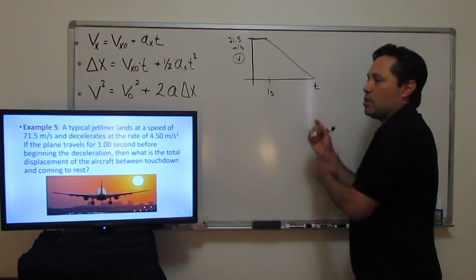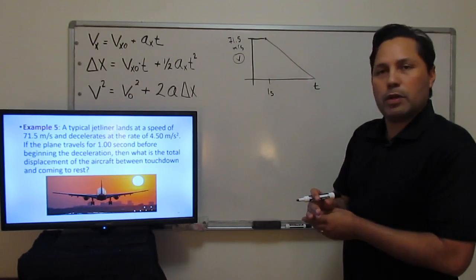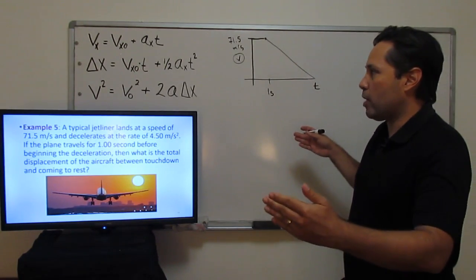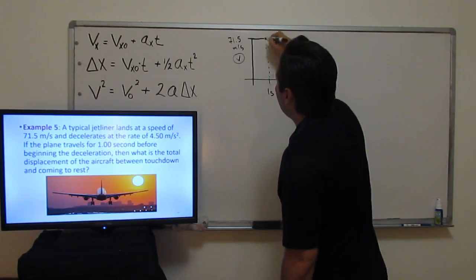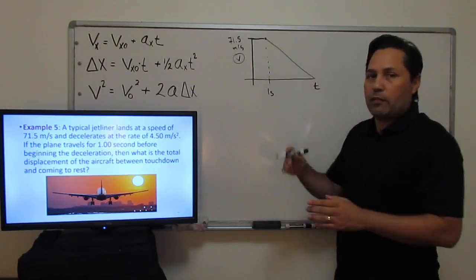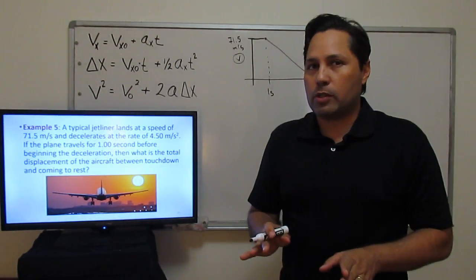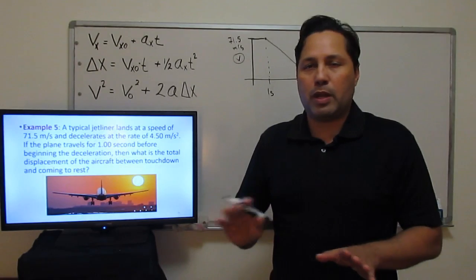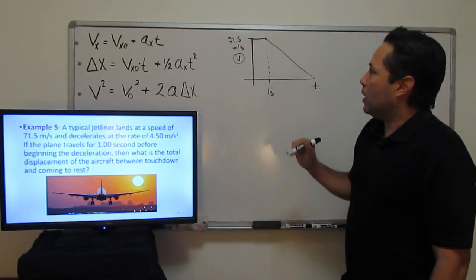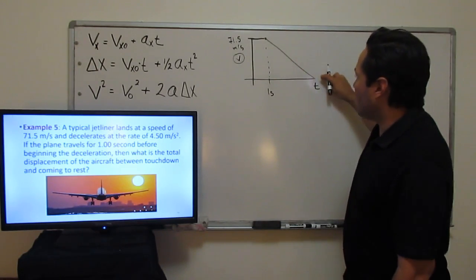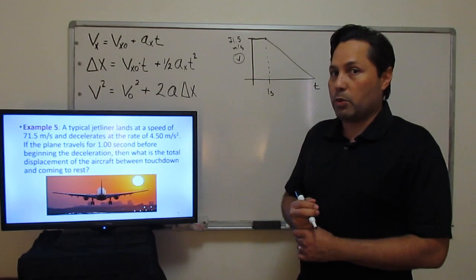How much time that takes is not given to us. Alright, so they want to know, though, how far did the plane travel? I want to point out one thing. The first second from touchdown to 1 second, there's no acceleration because the brakes have not been applied. So the plane maintains a constant speed. Now from here to there is a negative acceleration of 4.5 meters per second squared.